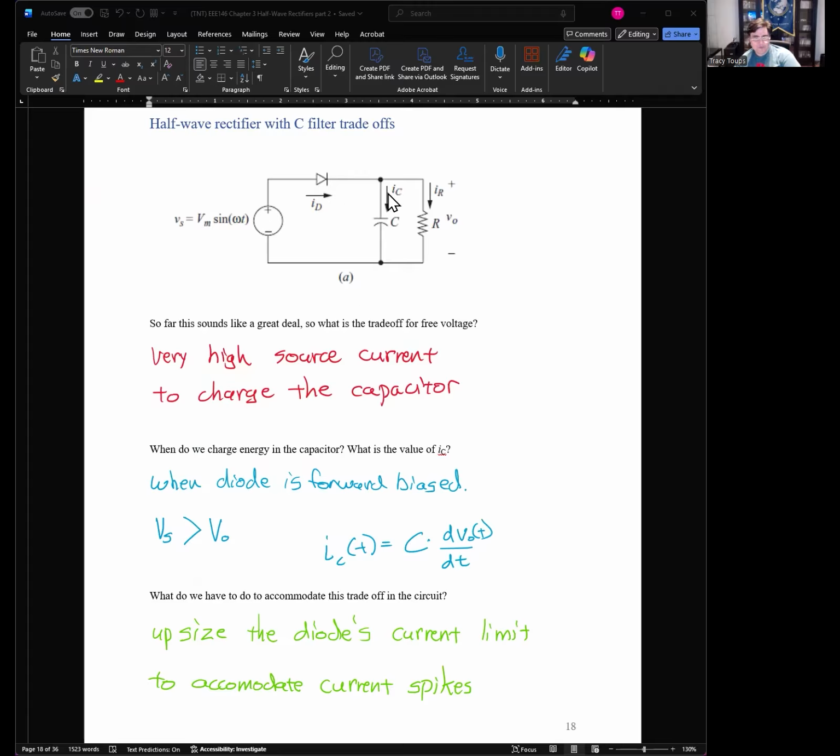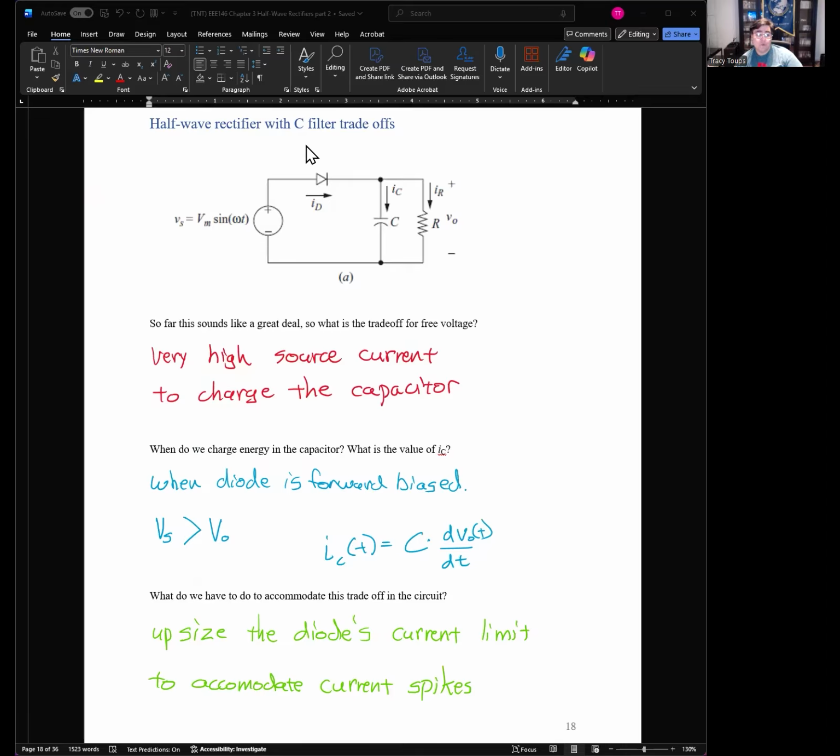And how much current is needed? Well, that's always IC equals C times dV/dt. So depending on the change in voltage across the capacitor and how big the capacitor is, that's how much current is going to flow. Right when you turn on, you're going to have a huge spike in current. But the longer you stay on, the current's going to get less and less. That's that decaying time constant of current flowing into the capacitor.